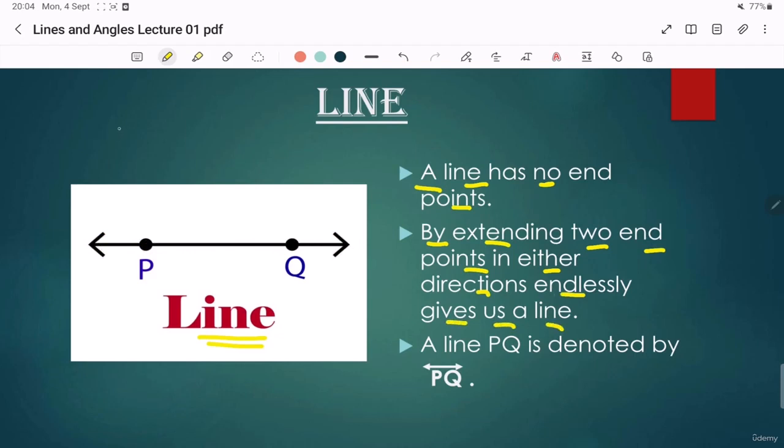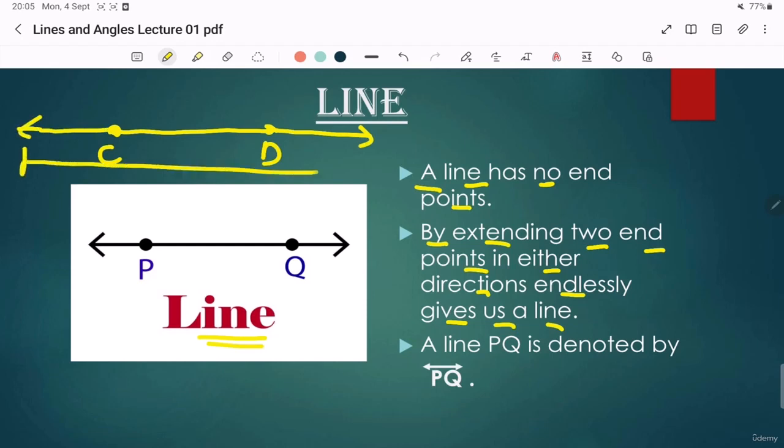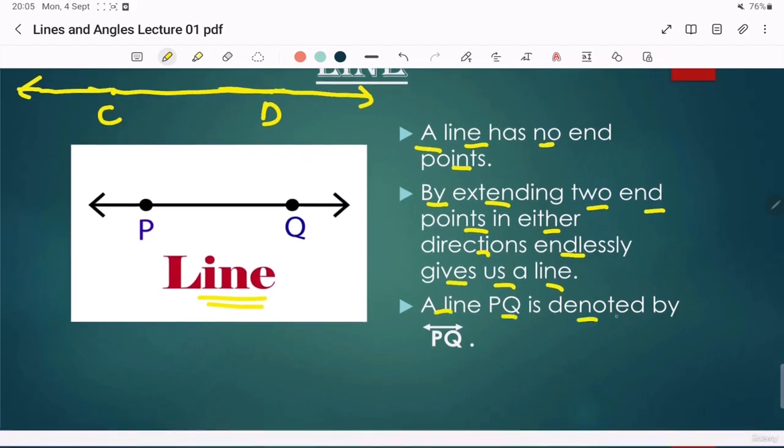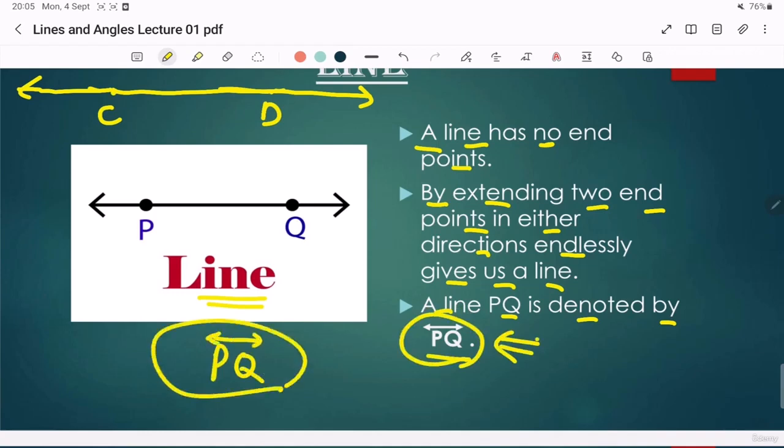So if you have a line segment, let's say CD, and you extend its endpoints endlessly in both directions, you will get a line. So this is a line. A line PQ is denoted like this. Symbolically we write P and Q and draw a line with arrows at both ends. So this is the symbol for a line.